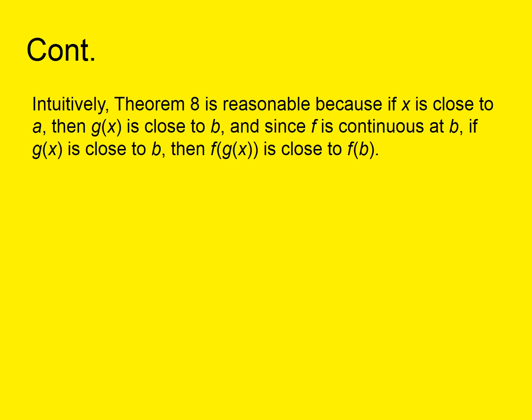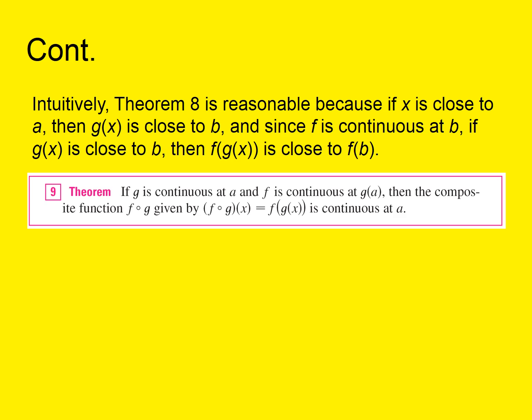Intuitively, Theorem 8 is reasonable for the reason that we just said. If x is close to a, then g of x is close to b. And since f is continuous at b, if g of x is close to b, then f composed with g of x is close to f of b.